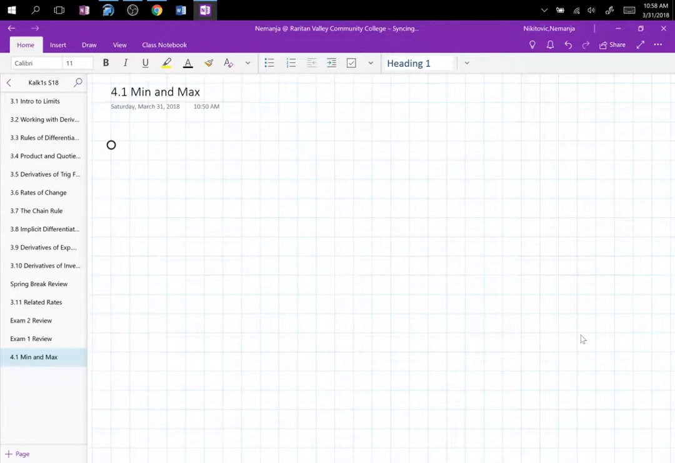So 4.1 is on minimum and maximum of a function. We are constantly interested in what we call optimization. We want to know the maximum profit. We want to know the minimum cost. We want to know the maximum volume while minimizing the surface area. If you minimize the surface area of the box, that means that you are using the least amount of material to build the box. So that means that you are saving on cost.